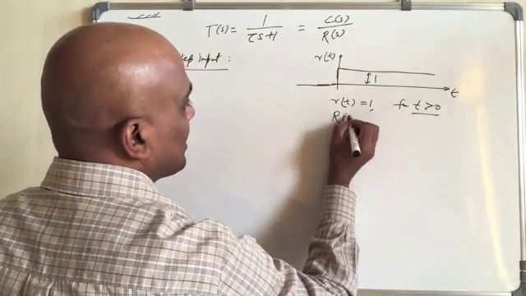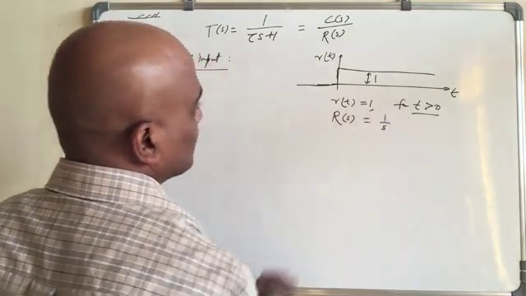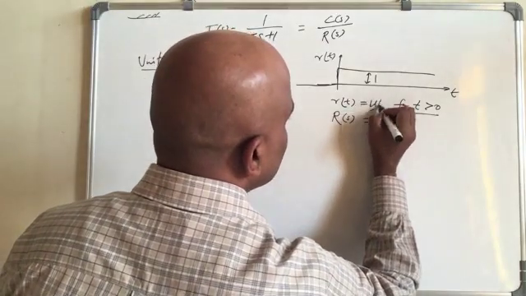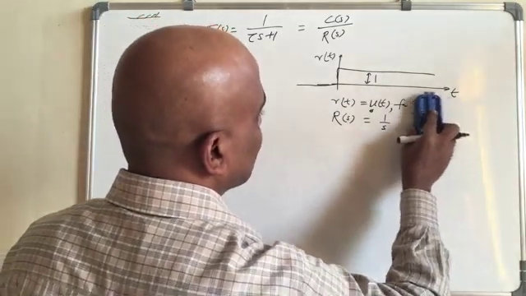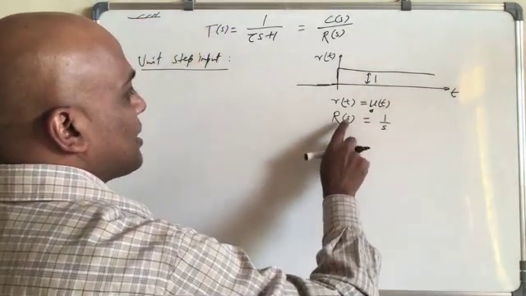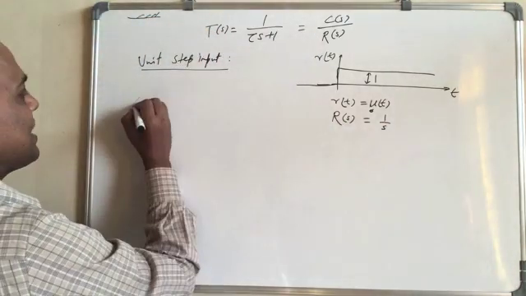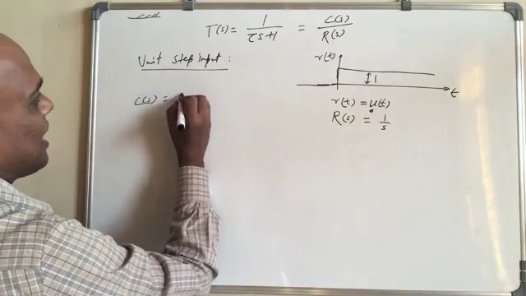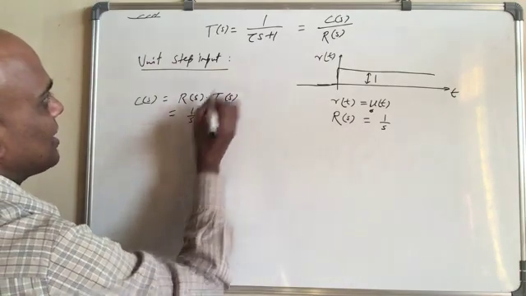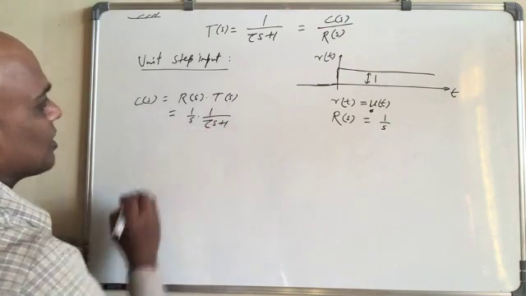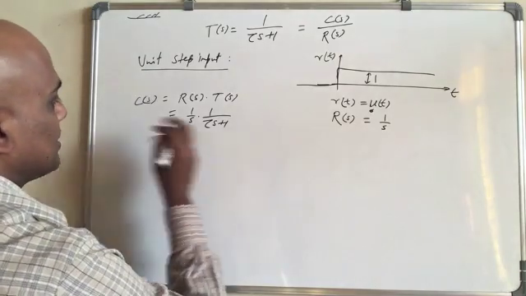Hence if you take the Laplace transform, this will be equal to 1 over s. Basically this also means u(t), the unit step function, so r(t) equals u(t) simply. Hence R(s) equals 1 over s. So C(s), the output, is given by R(s) multiplied by T(s), with R(s) equal to 1 over s and T(s) equal to 1 over tau s plus 1. And what do we get?